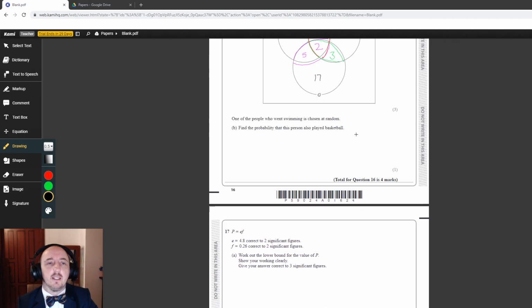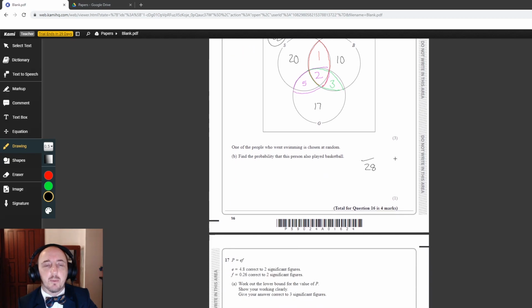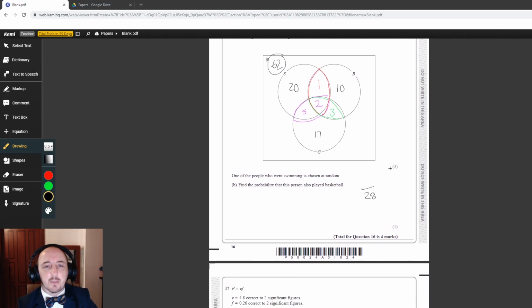For part b, one of the people who went swimming is chosen at random. So we have the 28 people who were swimmers. If we go back up and look in the circles, we've got 28 people who were swimmers. Find the probability that this person also played basketball. The basketballers are in that intersection of swimming and basketball, so that's 3 people. So the fraction of people that do both is 3 out of 28 swimmers.